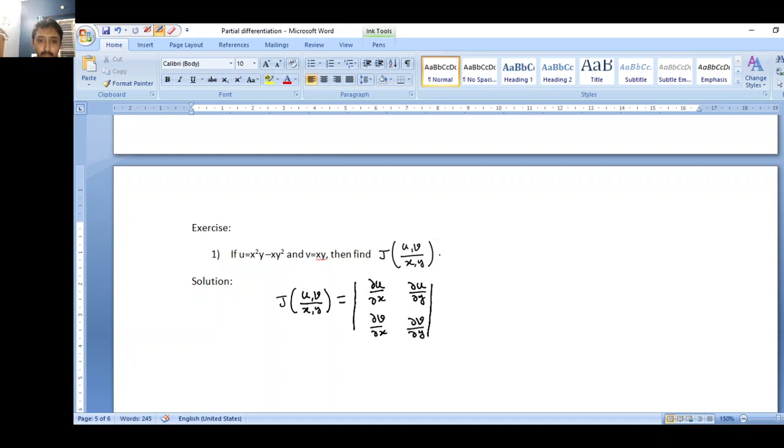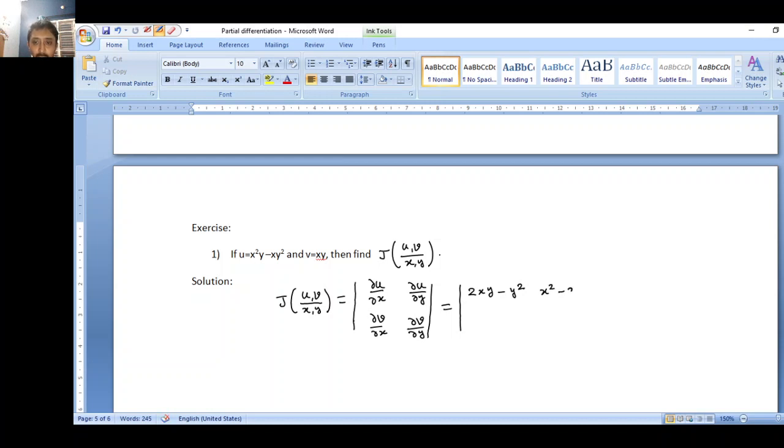Now this is equal to the determinant of dou u by dou x. When you differentiate u with respect to x, in the first term you will have only x square into y, which on differentiation will give you 2x into y, right? And in the second term, x y square, which upon differentiation with respect to x will give y square, right? So this will be 2xy minus y square. And then when you go for dou u by dou y, you will have to differentiate u with respect to y partially. The first term will be x square into 1, which is just x square, minus the second term, which would be 2xy, because x is kept constant and the differentiation of y square is 2y. So this will be x square minus 2xy.